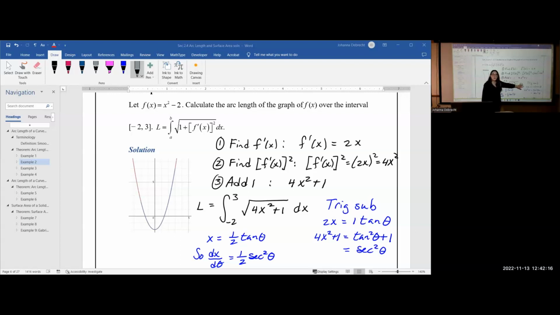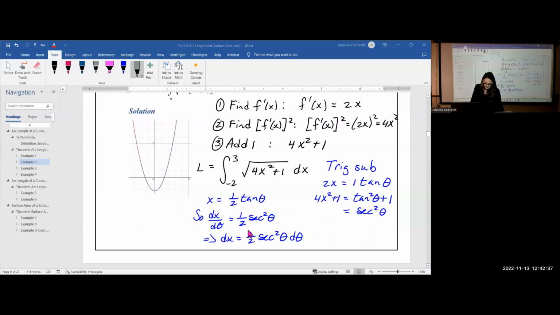So what I need to do is write an expression for x and take the derivative. So I take my original substitution equation, 2x equals 1 tangent of theta, divide by 2 to get x equals half tangent of theta. Then I'm going to take the derivative with respect to theta. The next thing that I'm going to end up with is dx d theta is 1/2 secant squared of theta. And then we abuse the notation and slide the d theta around. So I'm going to replace the differential dx with 1/2 secant squared of theta d theta.